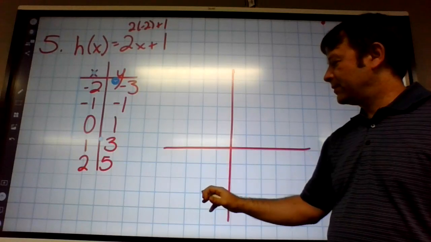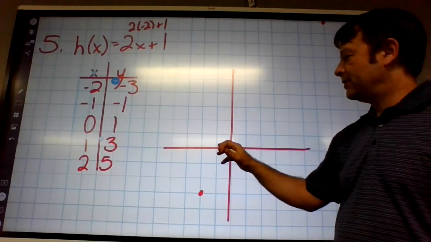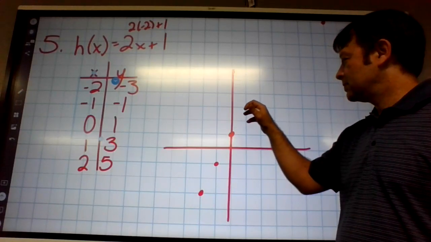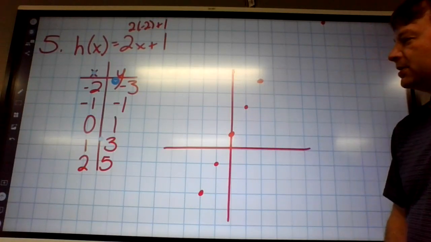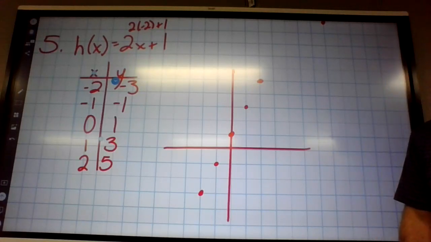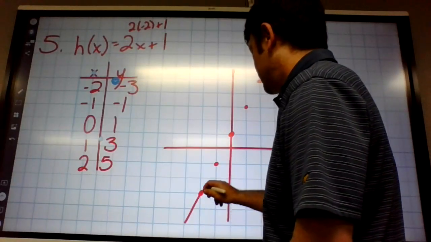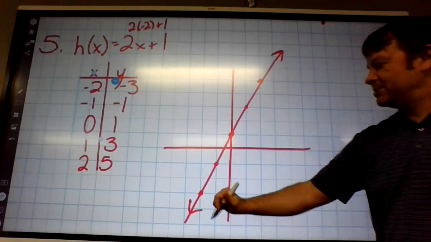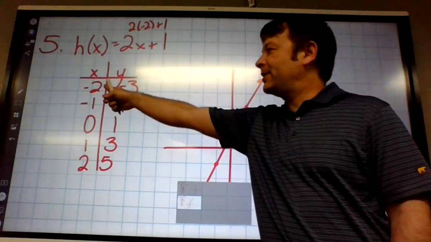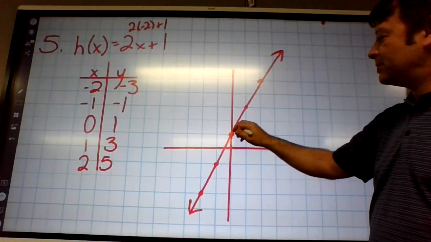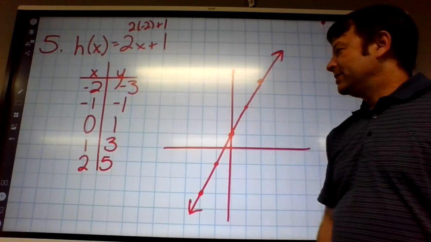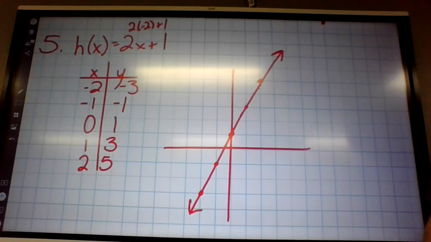Negative 2, negative 3. Negative 1, negative 1. Okay, should we connect the dots on this? Yes, we do, because the domain is unlimited. We chose 5 things from the domain, but really it's infinite. So all the points on this line are actually solutions, all the infinite points, not just 2 or 3 points.